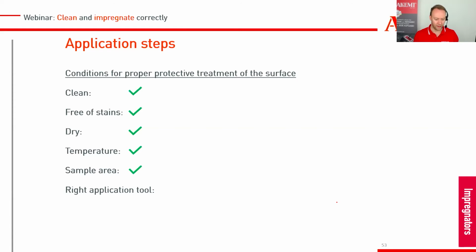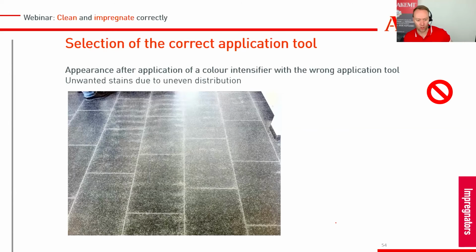Then again, the right application tool. We talked about that. Here, somebody used a roller, which we do not recommend. We see it a lot of times on the construction site. It's the same as trying to paint a wall with white color. It looks very nice in the evening when you're done. You have done like 3, 4 rooms, you're very happy, and everything looks perfectly white.